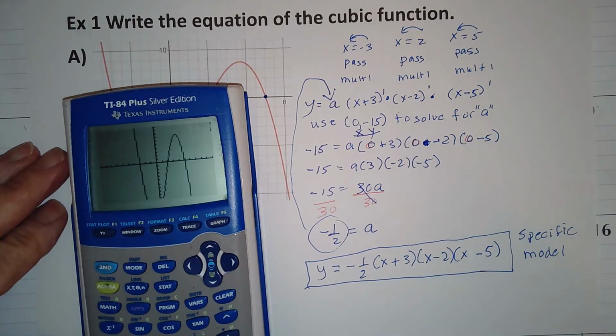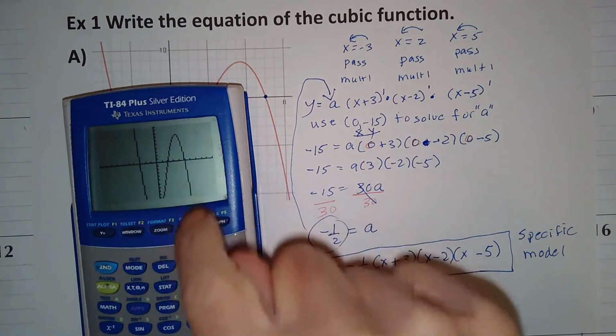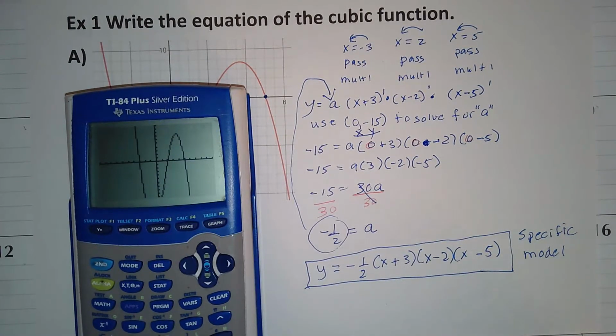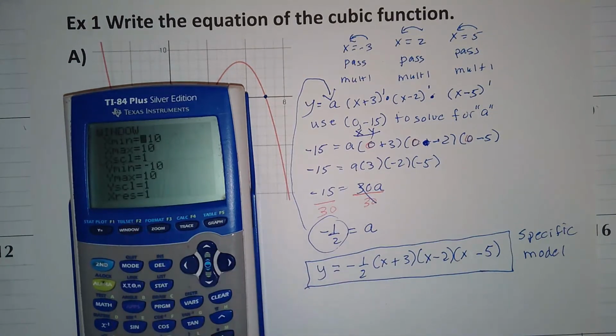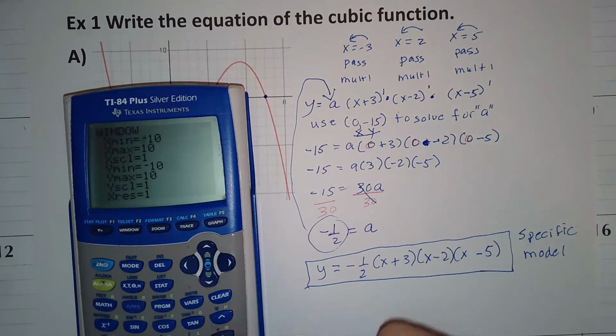Now, you can't see the whole darn thing, so we're going to need to change our window because we've got stuff that's off the graph. I want to see the top and the bottom of the graph. So let's go over to our window and let's change our x max to 7. Oh, x minimum, let's change our x minimum to negative 5. So let's type in negative 5.